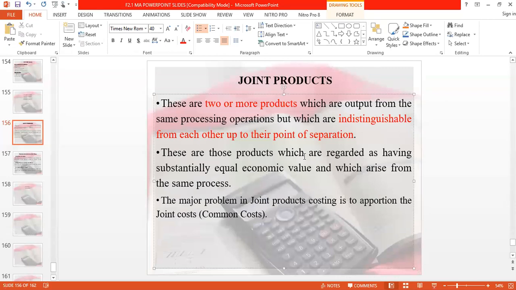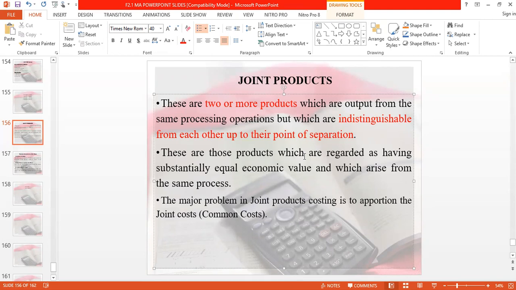So far, our output has only been one. You know that output has been one. What about if output is more than one product? Maybe we have output A, output B, output C. So far, we have been assuming that output is only one product. What do we do in cases where the output is more than one product? That is what we want to learn.